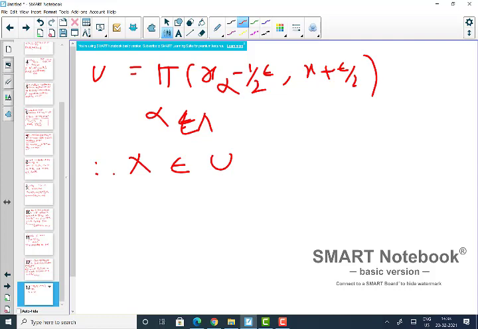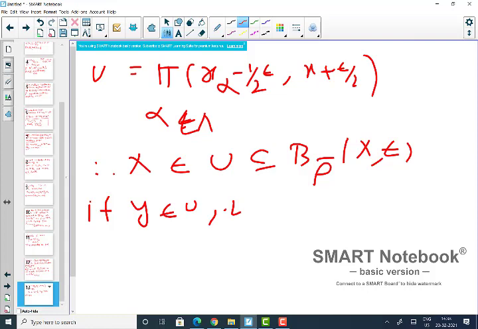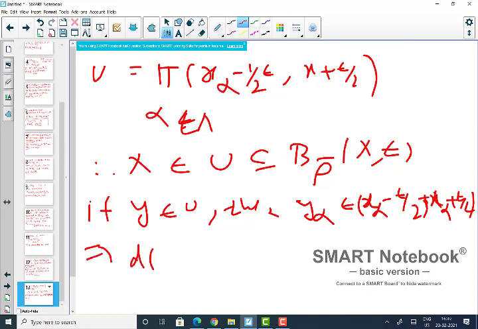And not only that, you see that this U is also inside B over x epsilon. Why? Because whenever you choose an element inside U, say y belongs to U, then y alpha is an element of the interval from x alpha minus epsilon by 2 to x alpha plus epsilon by 2, right? What does that mean? That means the distance from x alpha to y alpha is bounded by epsilon by 2, right? And hence d bar also, because d bar is the minimum among these and 1.